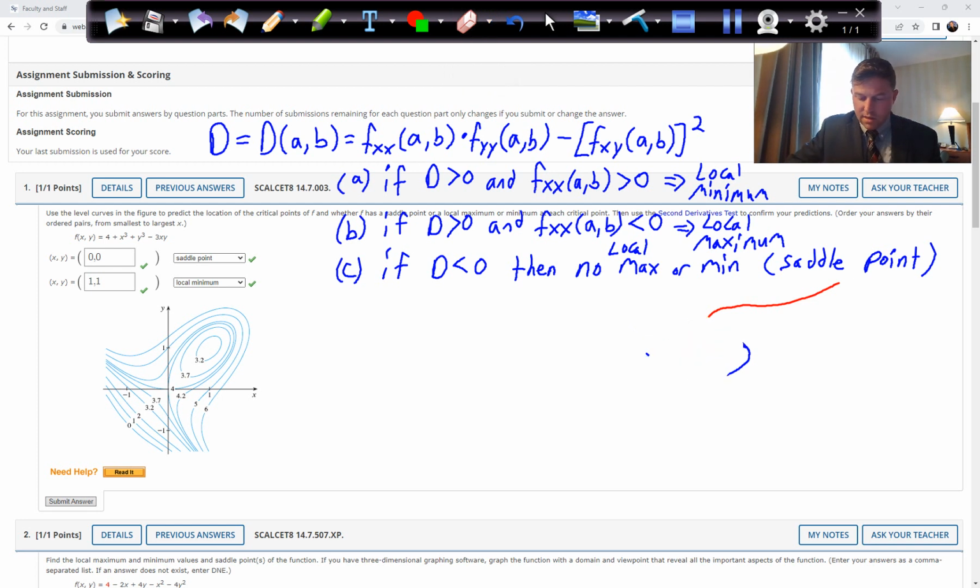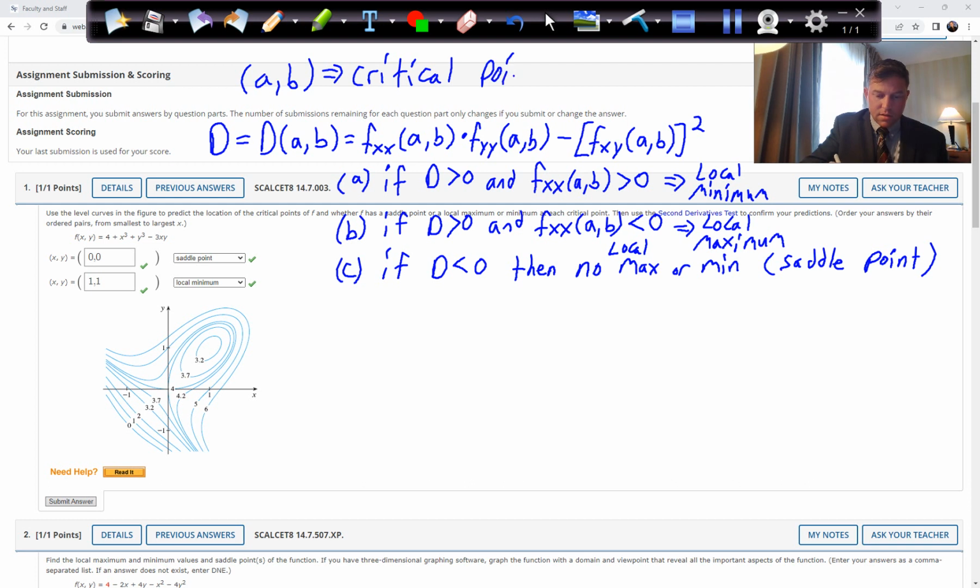Now let's see how to put it into action. So our function is, oh, and I should say the points (a, b) are what we call critical points. So you can have more than one. And they come from where f sub x equals 0 and f sub y equals 0. So the first partial derivative of f with respect to x and the first partial derivative of f with respect to y, where those are equal to 0, that's where we're going to get these critical points (a, b) that we'll test into this equation.